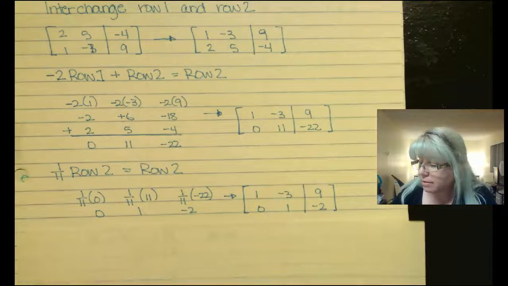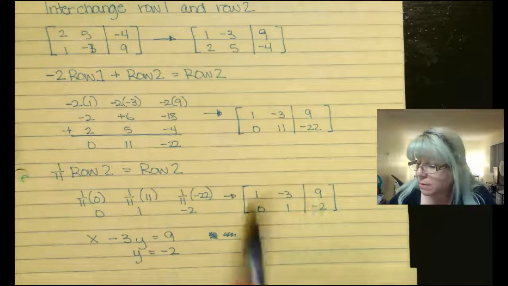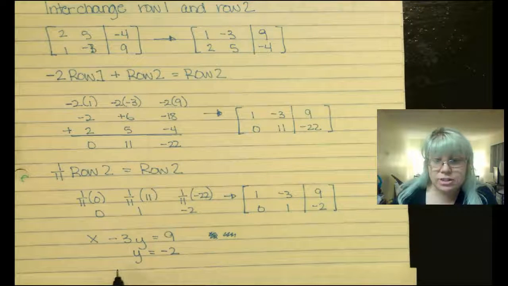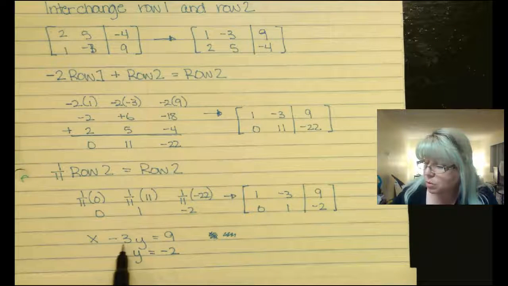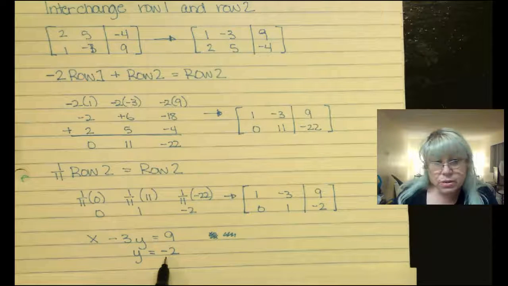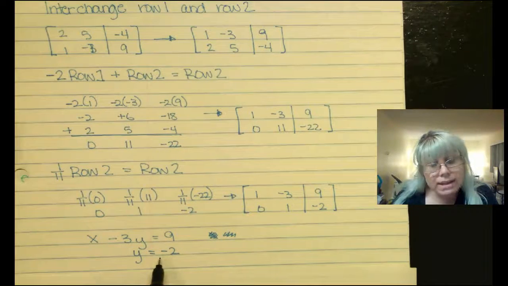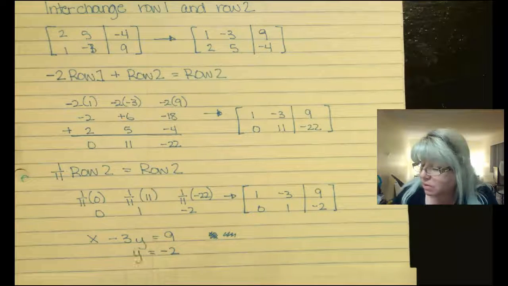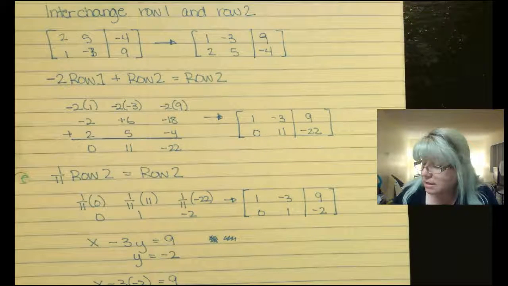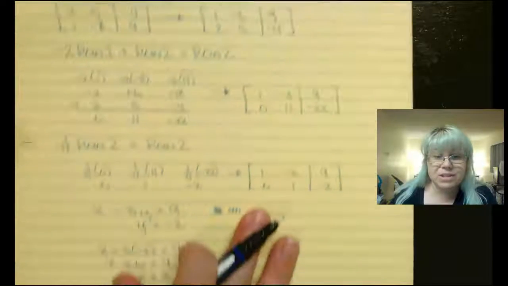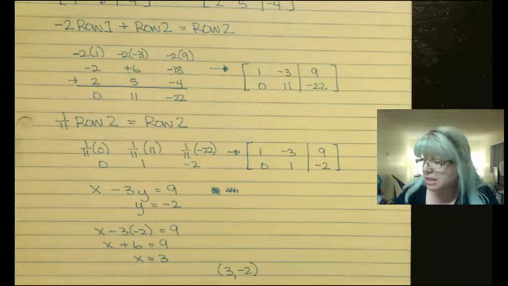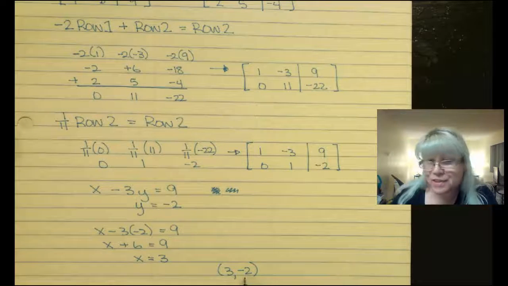So how do I use that? I rewrite the matrix back into equations. 1x minus 3y equals 9, and y equals negative 2. Now that I know that y is negative 2, I can plug it back into the first equation and solve. x minus 3 times negative 2 equals 9. x plus 6 equals 9, therefore x equals 3. So my solution set is 3, negative 2.